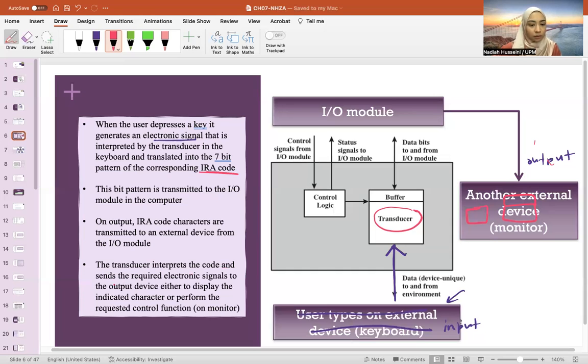The transducer interprets the code and sends the required electronic signals to the output device. So the transducer interprets the code that is received from the I/O module, it translates, and then it displays what is needed on the monitor, to display the indicated character or perform the requested control function on the monitor, okay? So I would have control, status, and this is going to be your data, status and control. So it would be exactly the same. The difference would be in the data.